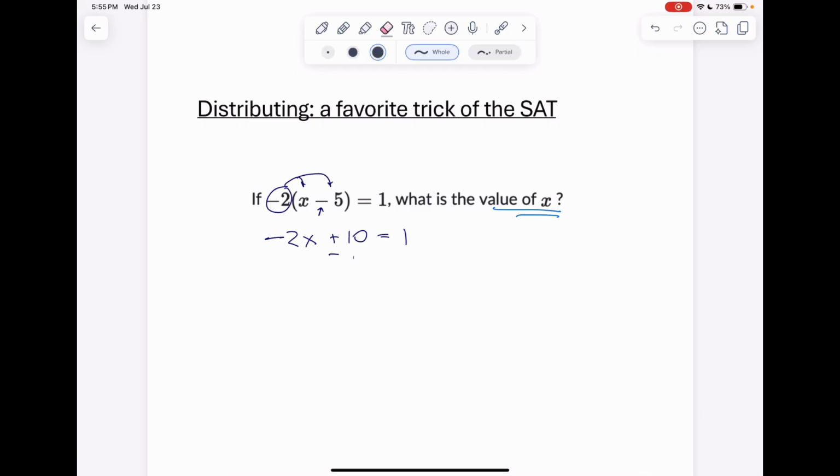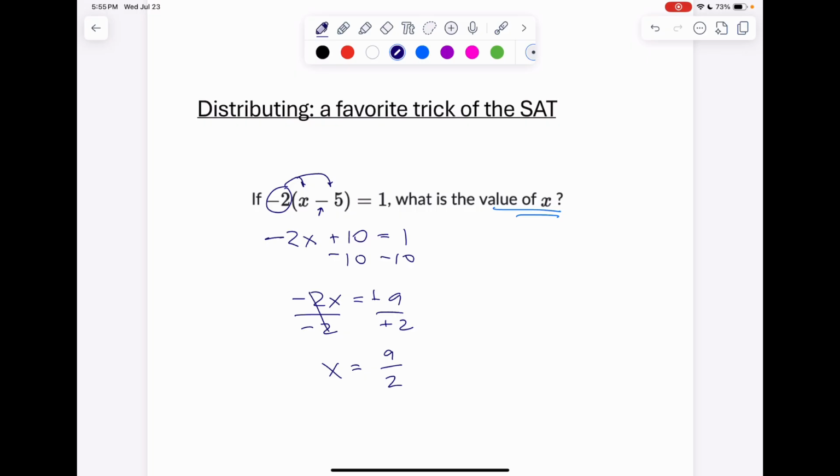Let's subtract 10 from both sides, and we'll get negative 2x equals negative 9. Divide both sides by negative 2, and we'll get x equals negative 9 over negative 2. The negatives will cancel each other out, and we'll get 9 over 2. Now, if you're like, Donna, why did the negatives cancel each other out? Well, you can think about negative 9 as negative 1 times 9, and negative 2 as negative 1 times 2. And tell me about negative 1 over negative 1. It just reduces to 1, so we're left with 9 over 2.